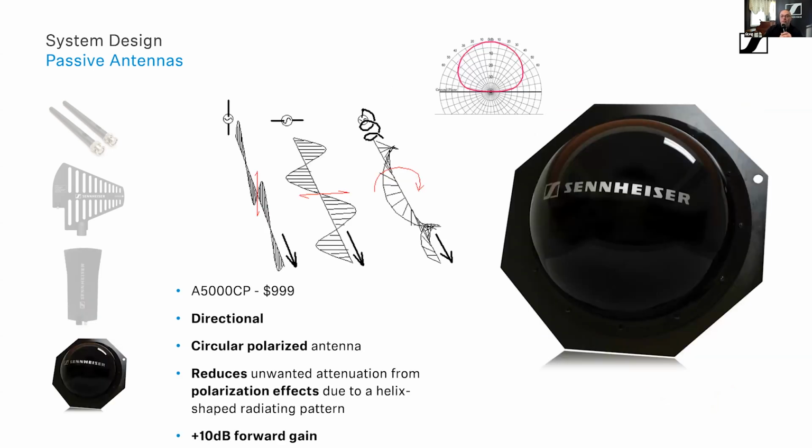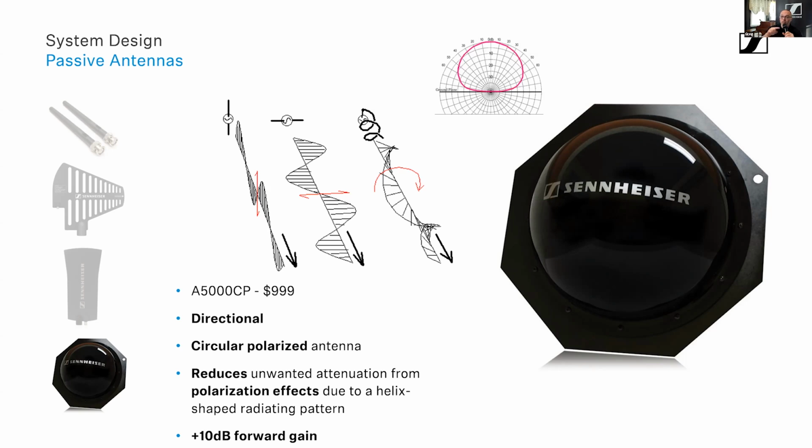And the last antenna we're going to show you is the A5000CP. This is a circularly polarized antenna. So this is essentially going to have a big steel plate in the back. It's going to prevent a tremendous amount of interference coming from the back and give you the most amount of forward gain to pick up as far as possible. So you get about 10 dB of forward gain.